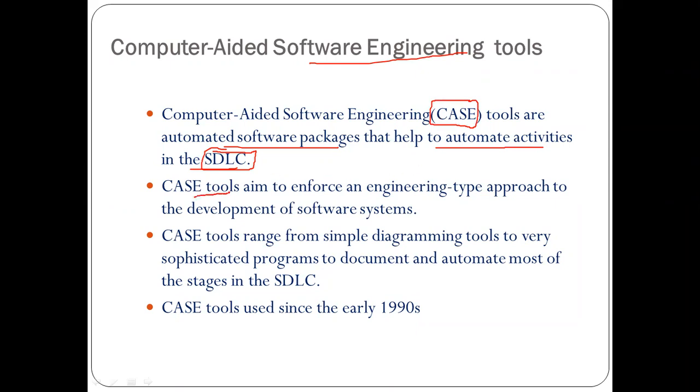Now, what is the aim of these CASE tools? The aim is to enforce an engineering type approach to the development of software systems. Basically, the objective of these tools is to help in developing the software on time, within budget, with minimum effort, because these are automated tools. That means we are reducing our efforts by excluding the manual part and increasing the efficiency by including the automated part, right? So automation is the main point we are going to work on here.